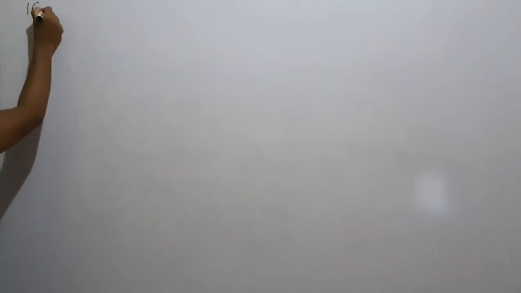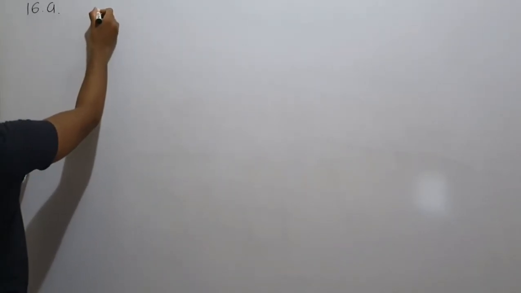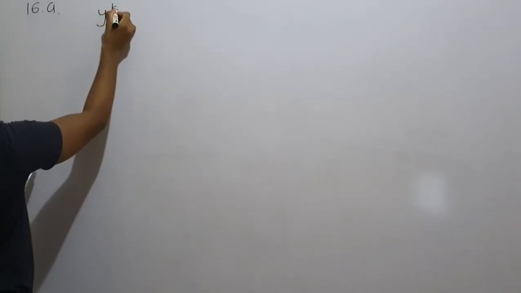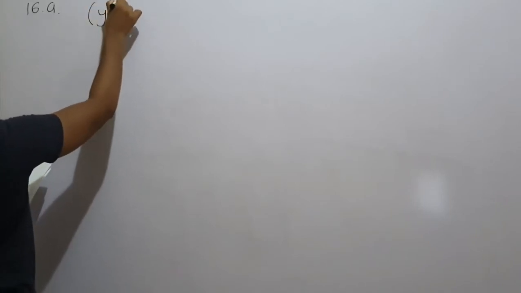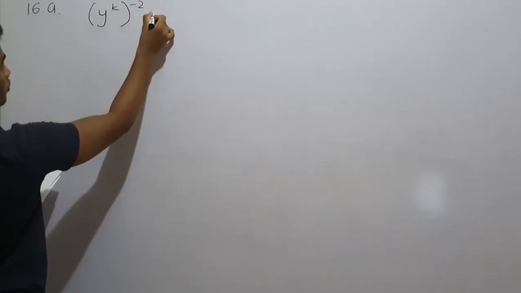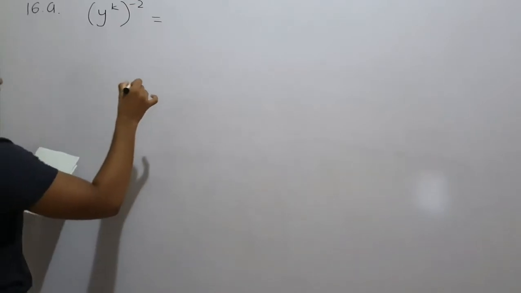So the 16th question, part A, y to the power k whole thing to the power minus 2 is equal to y to the power 5.